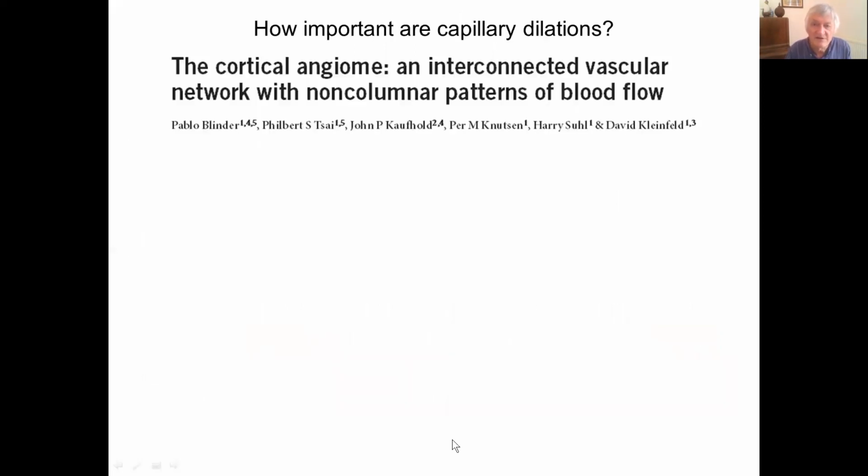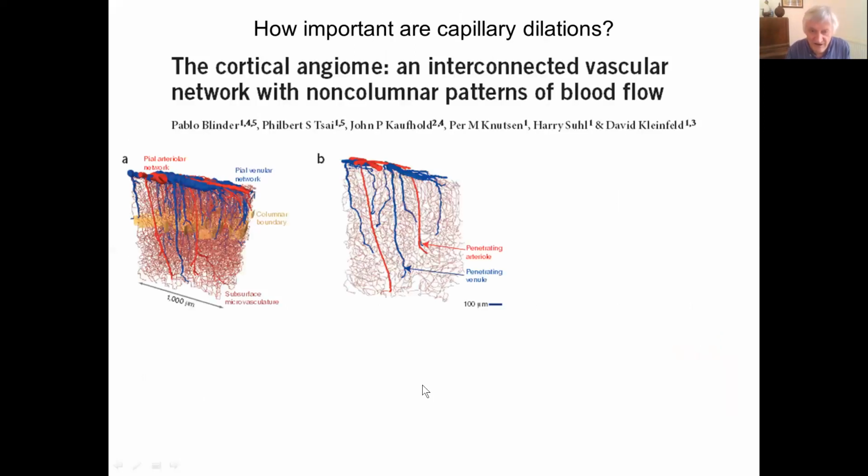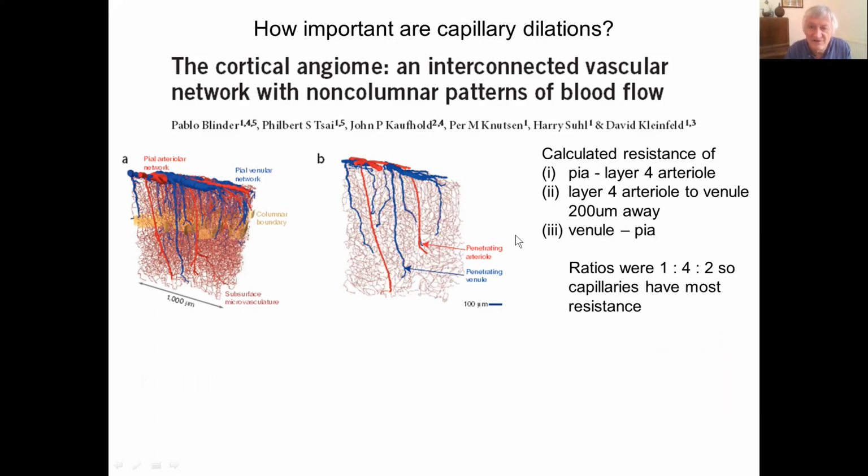Now, it turns out that David Kleinfeld's group at UCSD have quantified the topology of the cortical vascular network. And they worked out that if you go down a penetrating arteriole, through all the intervening capillaries and back up a venule from layer 4, then the resistances in those three parts of the vascular network are in the ratio 1:4:2. So 4/7 of the total resistance is in the capillaries. And what's more, the venules don't change their diameter. So actually 4/5 of the adjustable resistance is in the capillaries.